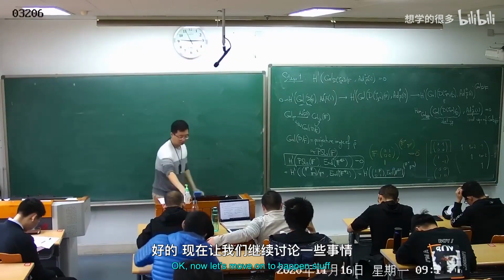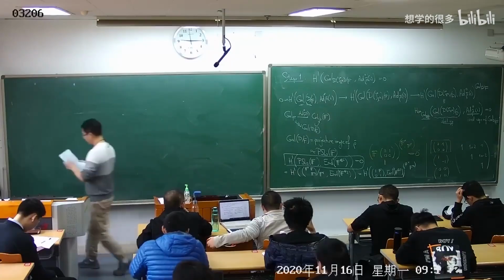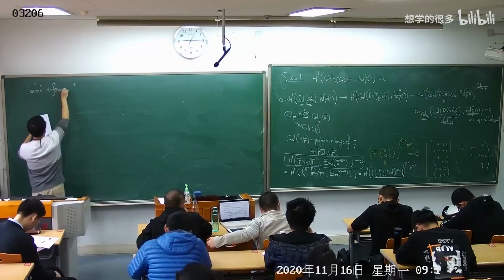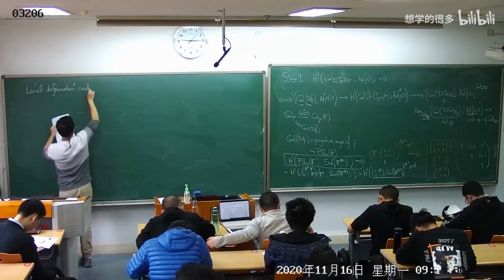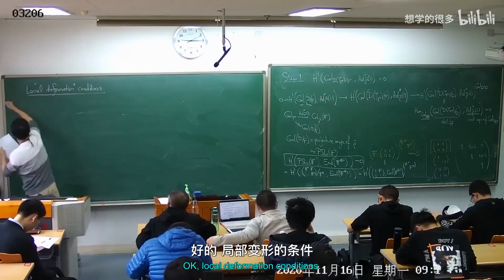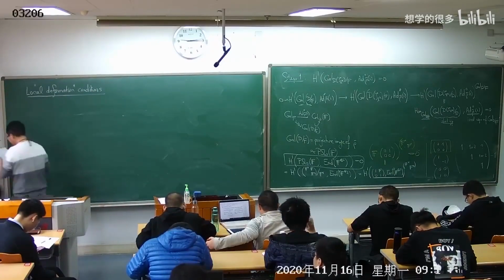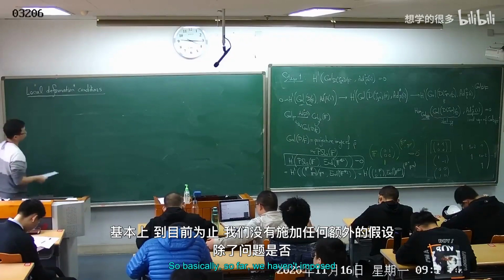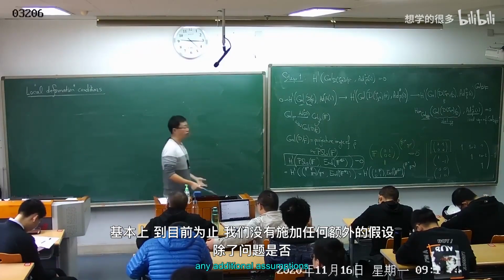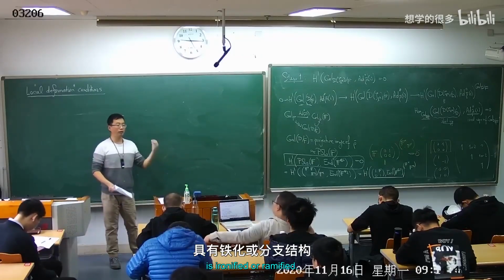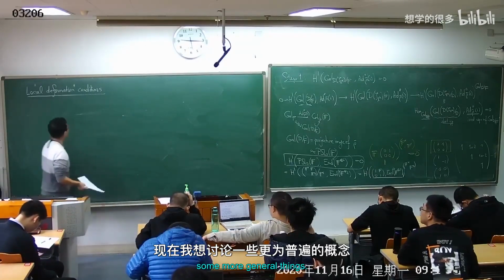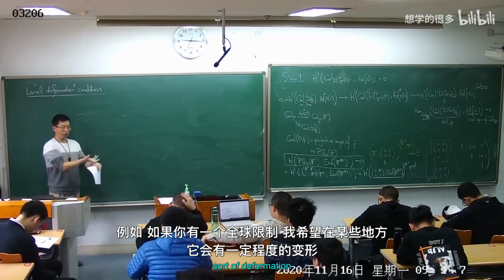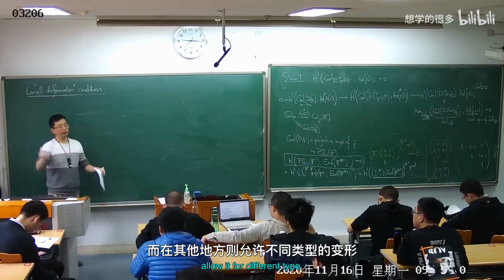Okay. Now, let's move on to happy stuff. I want to talk about local deformation conditions. So far we haven't imposed any additional assumptions except whether a prime is unramified or ramified. Now I want to talk about more general things. Like if you have a global Galois representation, I want at some places it to have deformation allowed of a certain type, and at other places a different type.